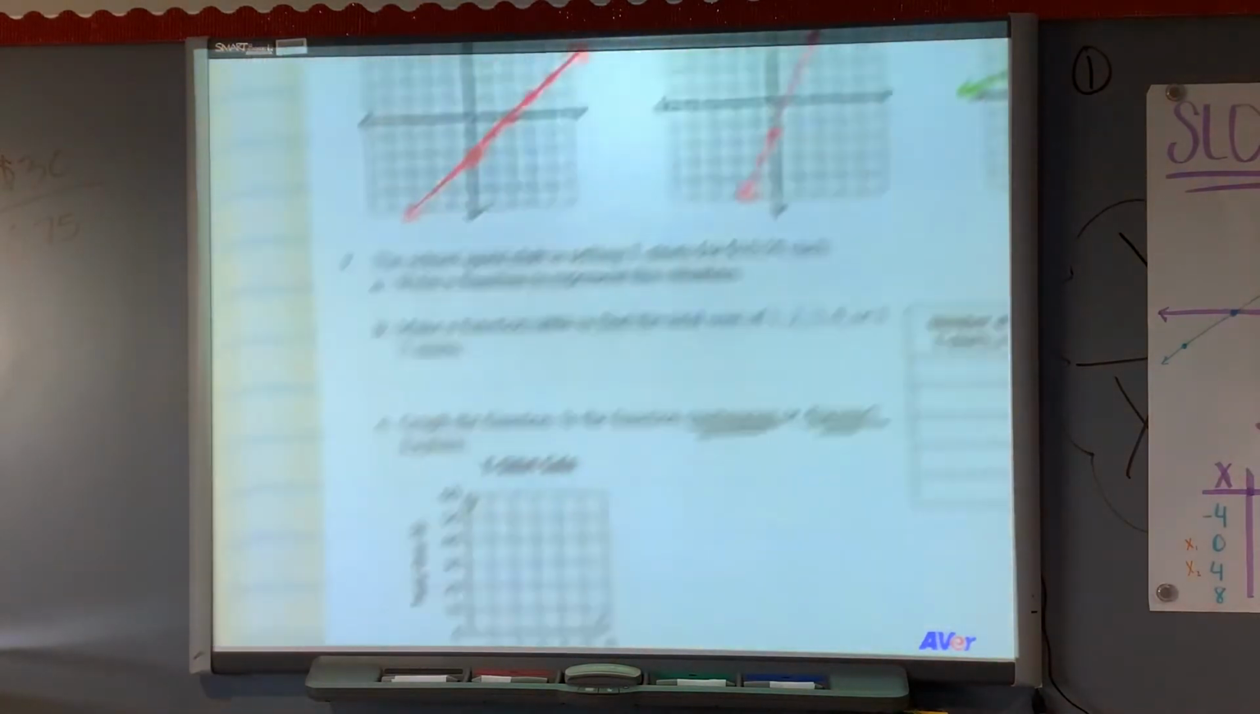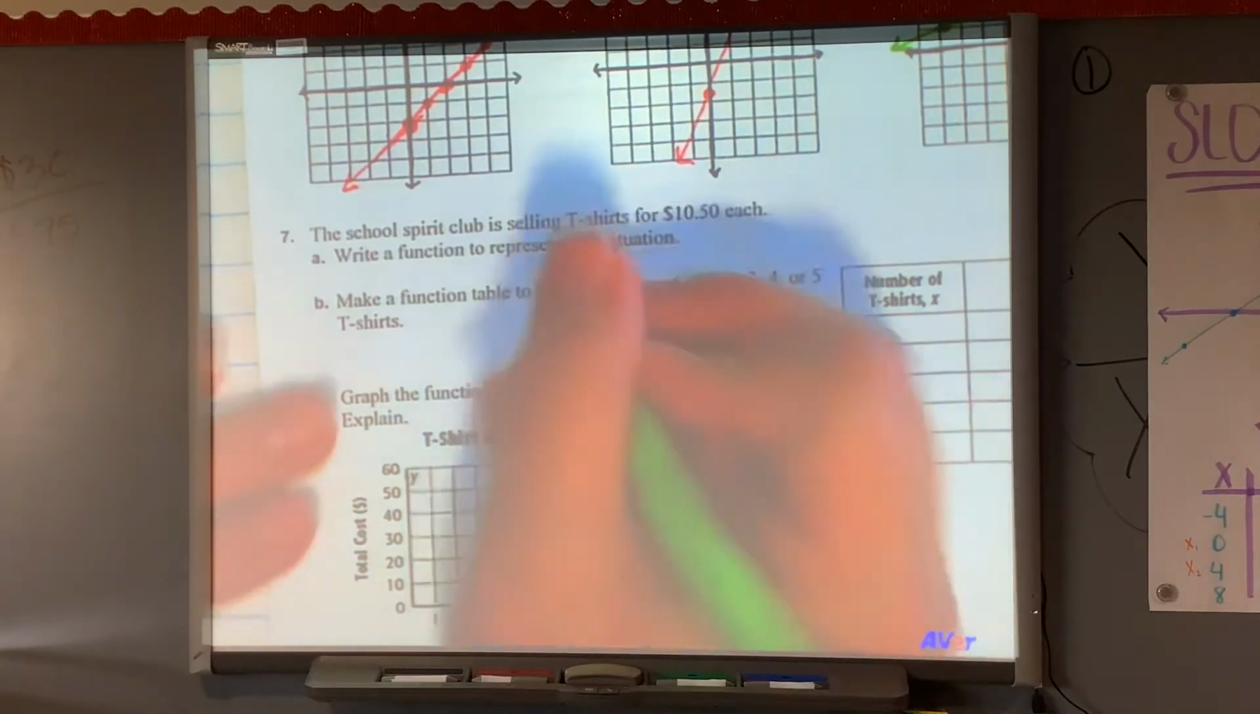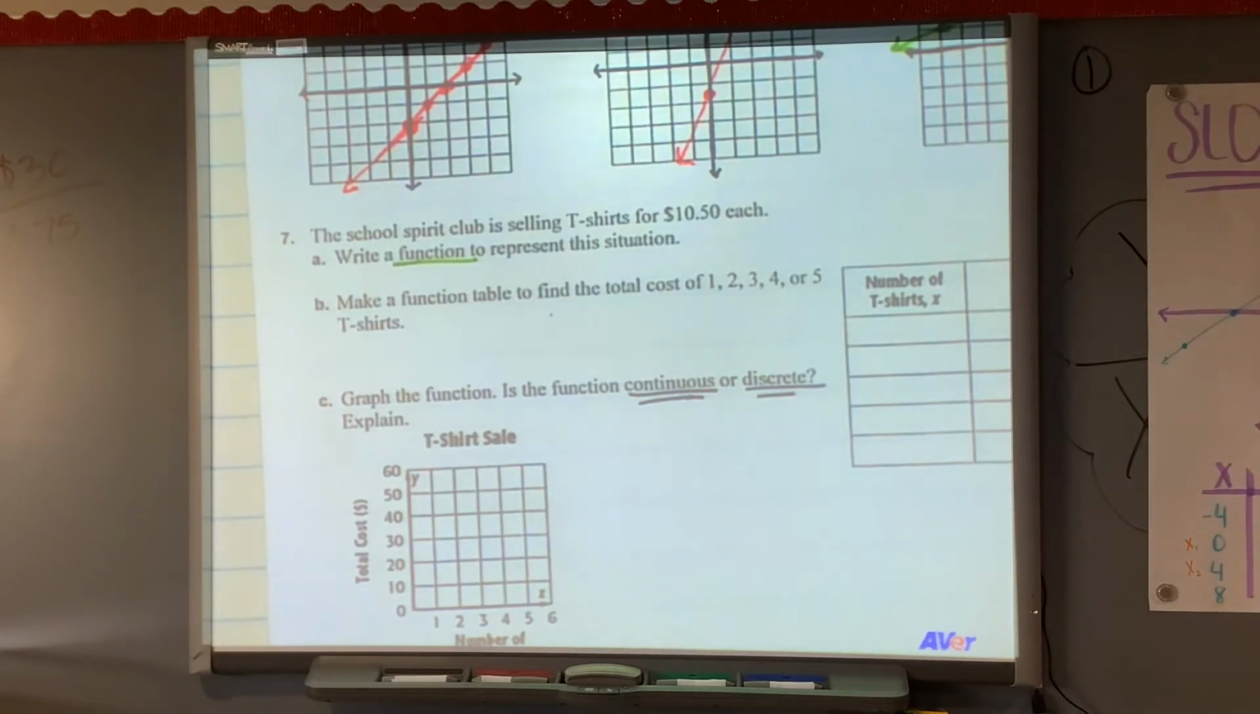All right, let's move on to this word problem here. It says the school spirit club is selling t-shirts for $10.50 each. Write a function to represent the situation. So first of all, our function is a linear relationship. It's just kind of saying that something is working with something else. Kind of like that's what functions do. They are functional, they work with each other.